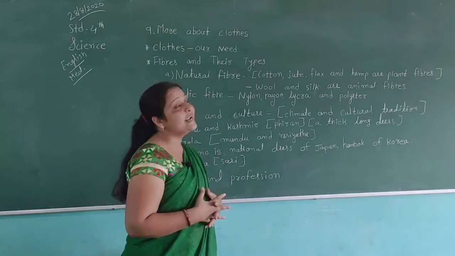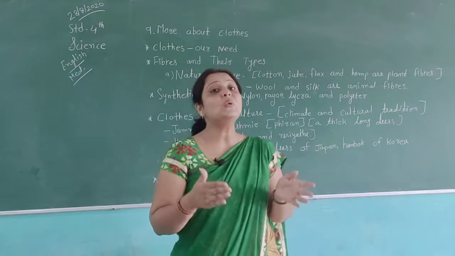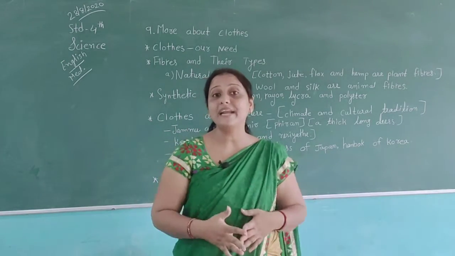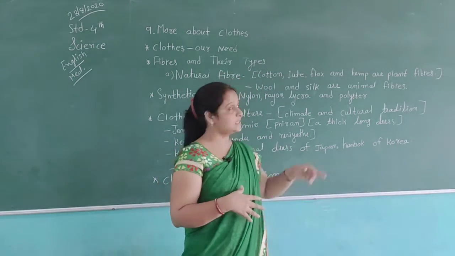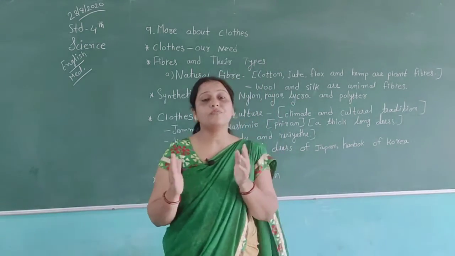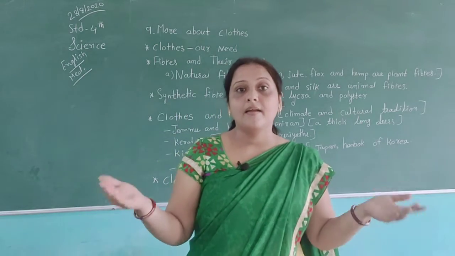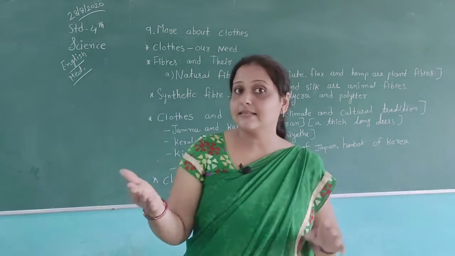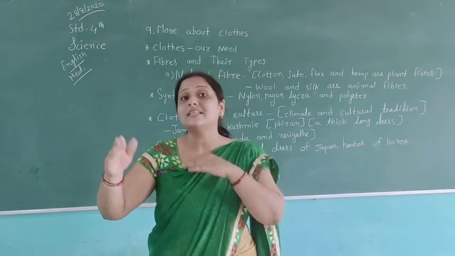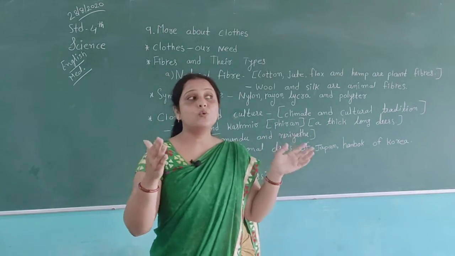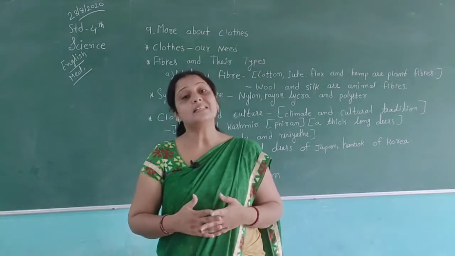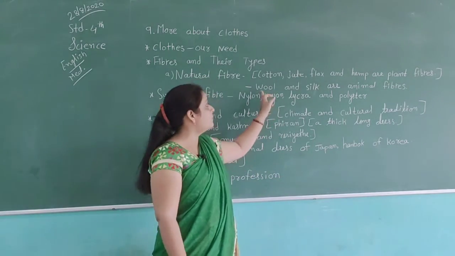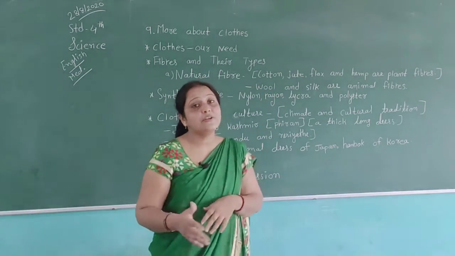Then wool and silk. Wool and silk are obtained from animals, so they are called animal fibers. Wool we can get from sheep. In your next classes, you will learn about clothes in more ways. You will learn how we get the wool from sheep. We get wool from sheep, which is very useful to us.